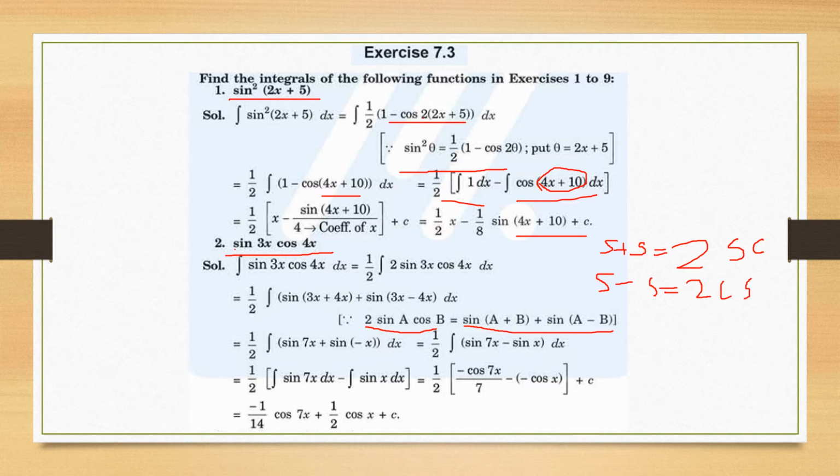So this formula in reverse manner, since it is 2 sine cos, it will become, now take A as the bigger angle, B as the smaller angle. So it becomes sine A plus B plus sine A minus B. So it changes to sine 7x plus sine minus x, which can be taken as minus sine x. So integrate, it becomes minus cos 7x by 7, and minus cos x. So minus minus is plus cos x, multiply with half, and plus c is outside, and this is the answer.